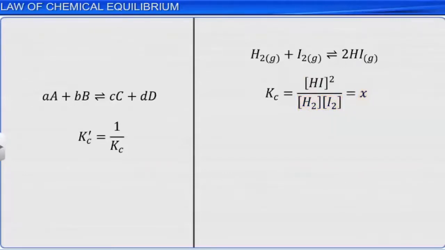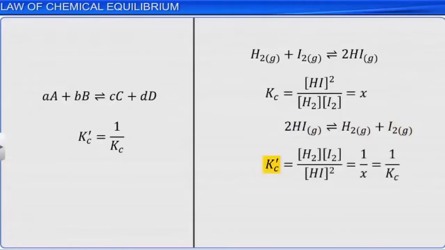Now, the equilibrium constant for the reverse reaction, hydrogen iodide disintegrating to form hydrogen and iodine, is written as K'c is equal to the product of the concentrations of hydrogen and iodine divided by the concentration of hydrogen iodide raised to the power of 2. Now, this is nothing but the reciprocal of x, which is equal to 1 by Kc. Thus, the equilibrium constant for the backward reaction is the reciprocal of the equilibrium constant for the forward reaction Kc.